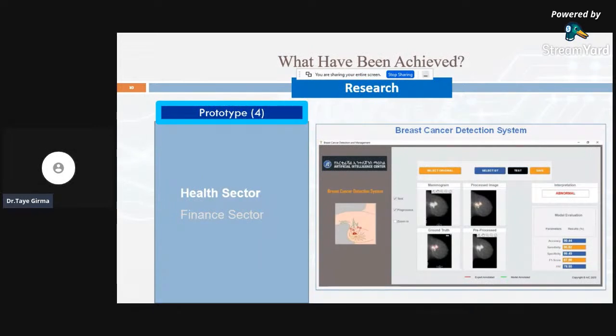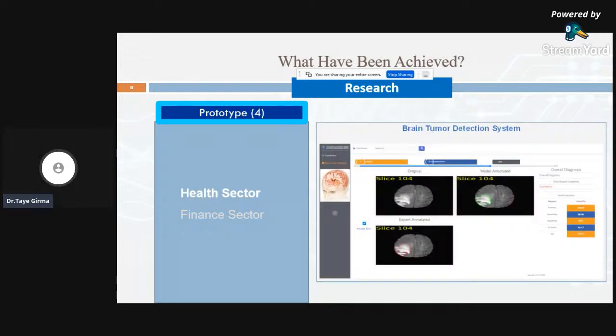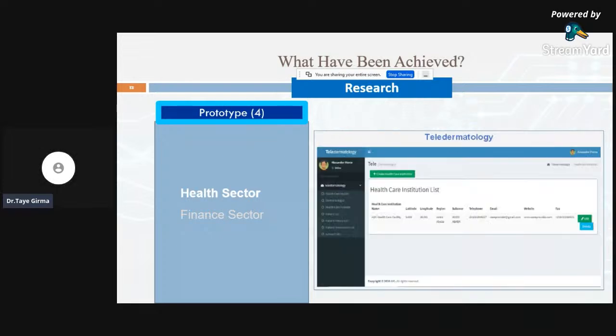What we have achieved so far in the sector: we have developed a prototype breast cancer detection system, which is a continuation of my PhD research work. I hope Professor Hakim, who was my supervisor while I was doing my PhD, knows this research. And then in the health sector, again, we have developed a prototype brain tumor detection system.